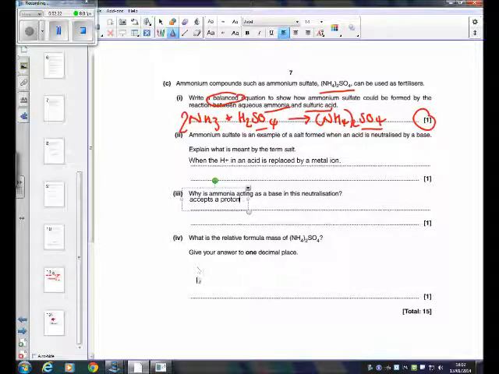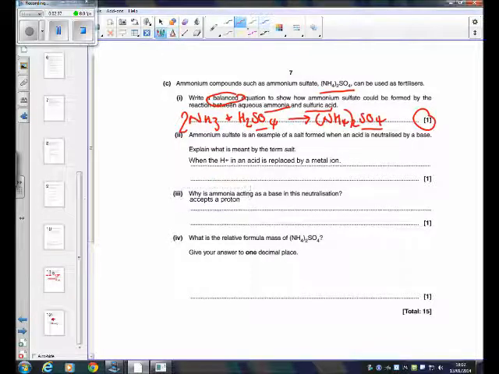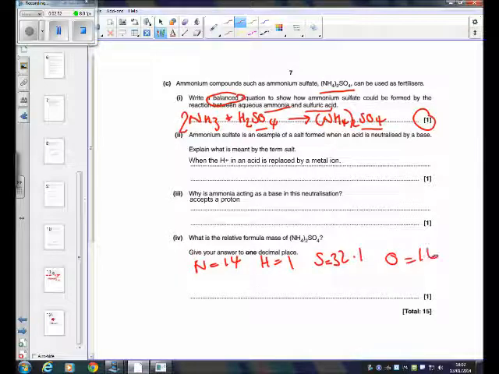So part C, part 4. What is the relative formula mass of ammonium sulfate? So this is where you need your periodic table. So from a periodic table, we know that the relative atomic mass of nitrogen is 14, hydrogen is 1, sulfur is 32.1, and oxygen is 16. Now it's just adding these numbers up.